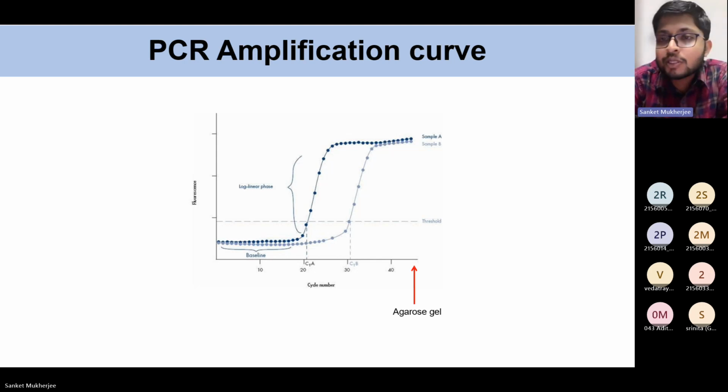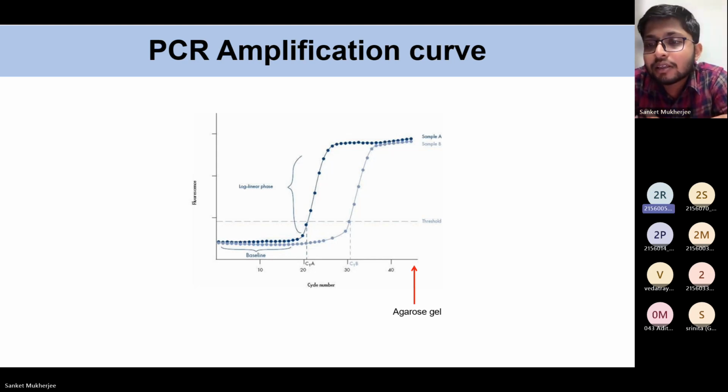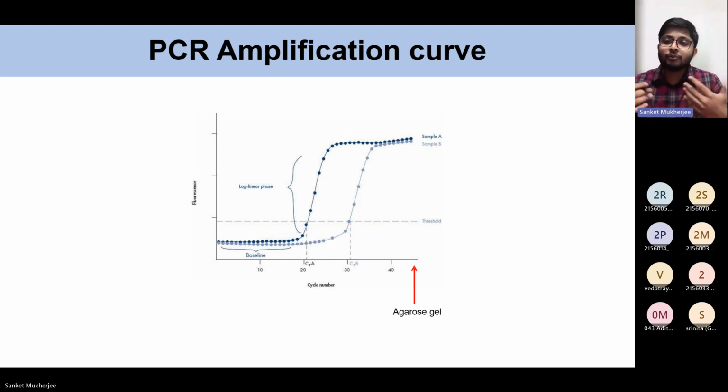Now there are two samples, sample A and sample B. We will talk about real-time chemistries very soon. Sample A crosses the threshold value at, let's say, the 20th or 22nd cycle, whereas sample B crosses the threshold at the 32nd cycle. So which has more DNA or RNA as a starting material? Sample A. Is that clear with everybody? Because sample A has more initial copies of DNA or RNA, hence it is forming duplex structure earlier than sample B.